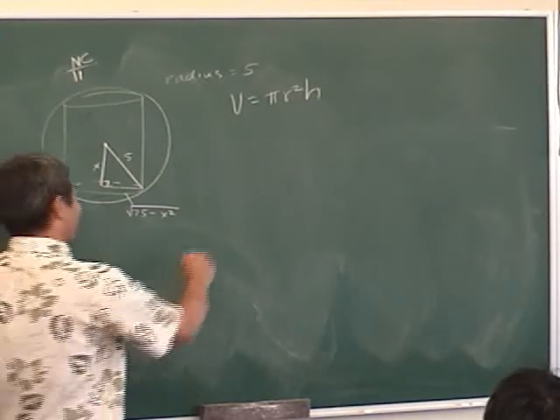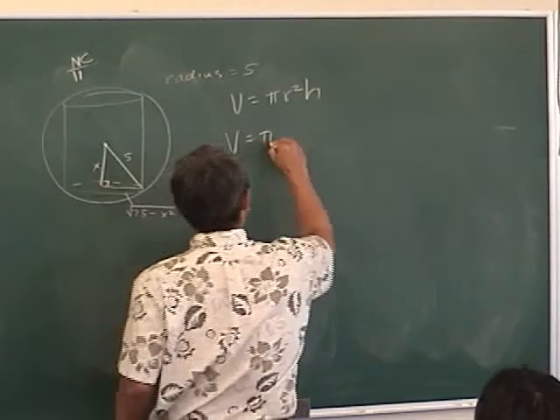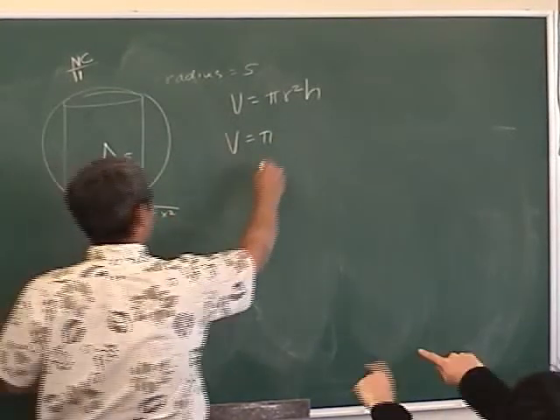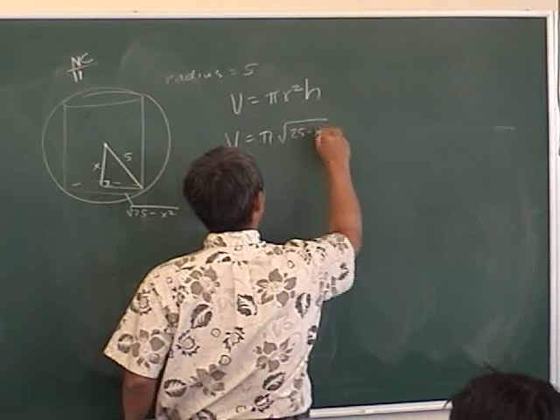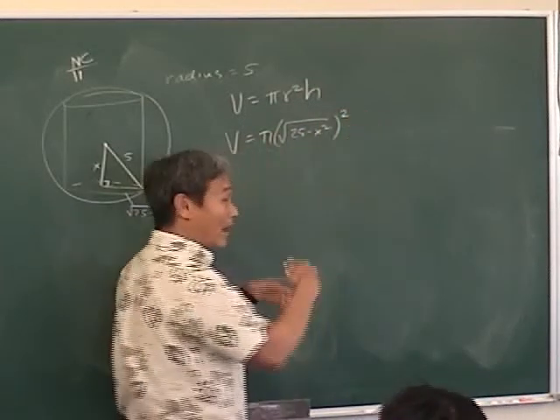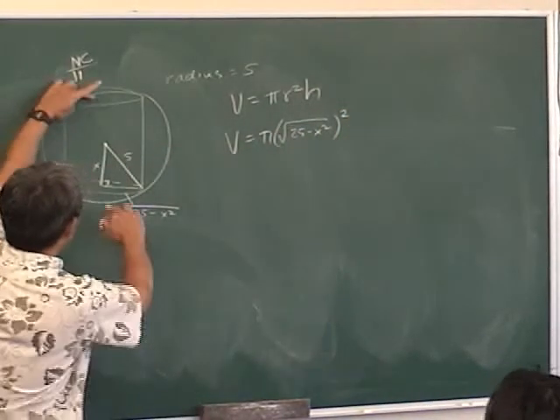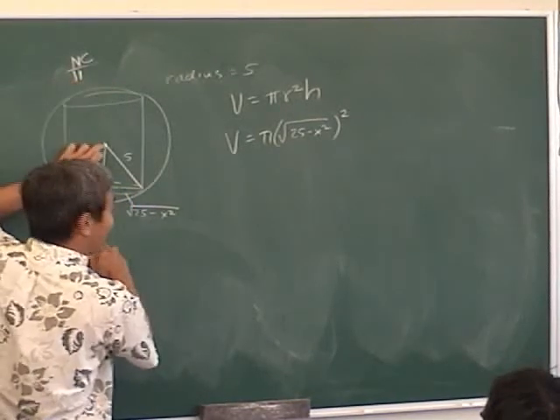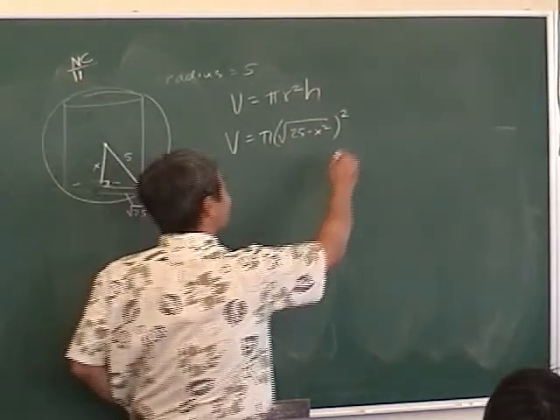Okay. Here we go. Volume is pi. Now look at this picture. What's the radius of this cylinder? Isn't it this? Square root of 25 minus x squared. Squared, the radical disappears, times the height. What would the height of this cylinder be? Look, if that's half the height, and the whole height is 2x.